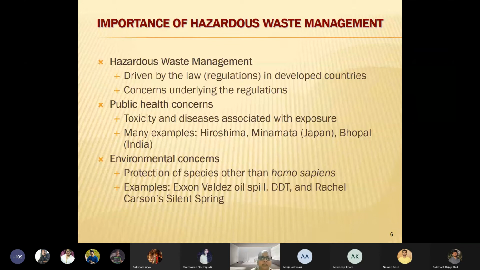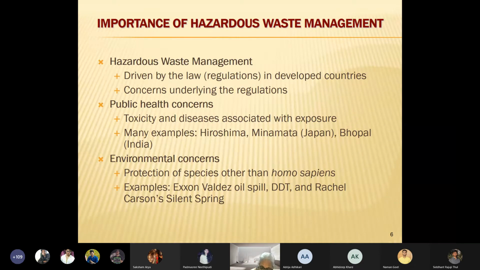Let's take a look at why we need to go through hazardous waste management. What are the problems associated, particularly with hazardous waste? So the first thing is the law. I don't know how much you notice or how much you have an opportunity to even see this, but in general, hazardous waste management is driven by regulations.